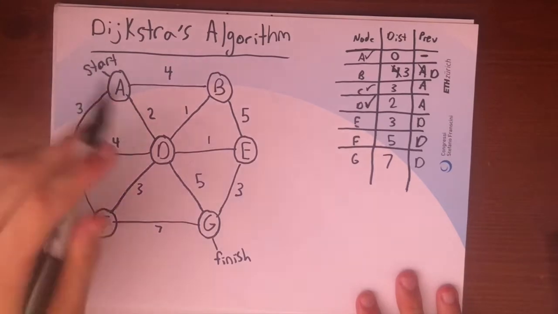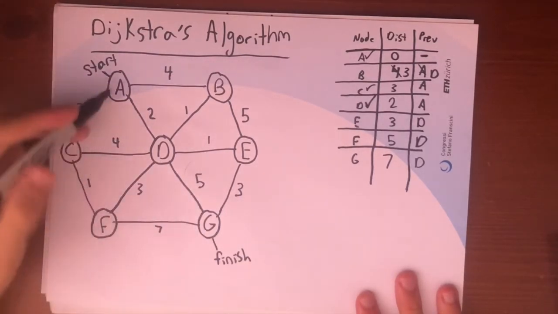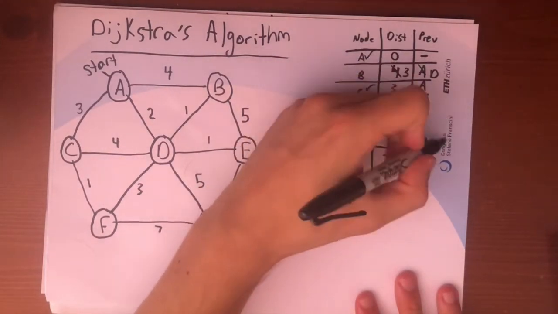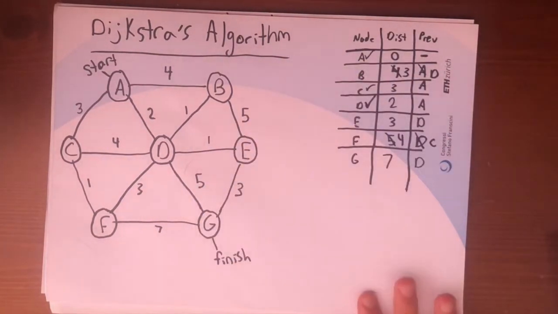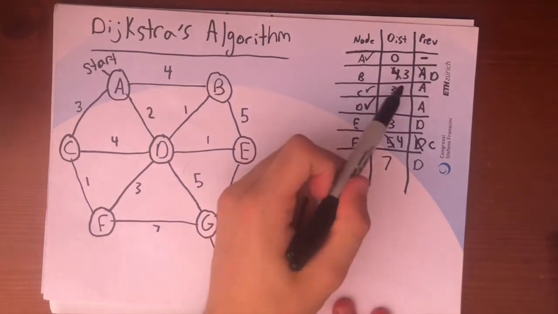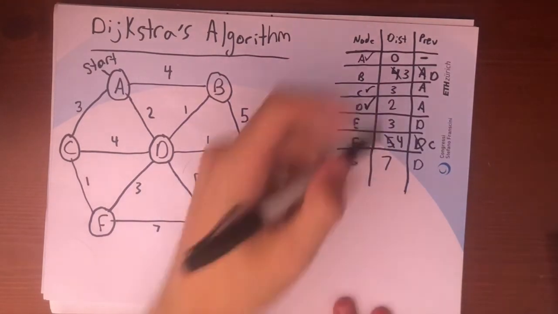So A is already known, we don't do anything. D is already known, we don't do anything. F, we found a path of 4, so we can update it going through C. Now let's go to the next node, and let's just choose E, for example. Again, we could choose between B and E, because these are the ones with the shortest distance that are unknown so far. So let's just go with E.